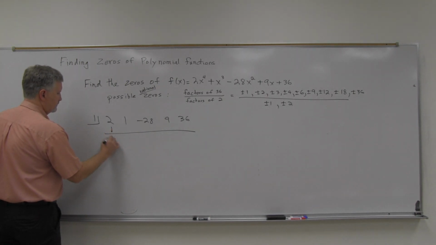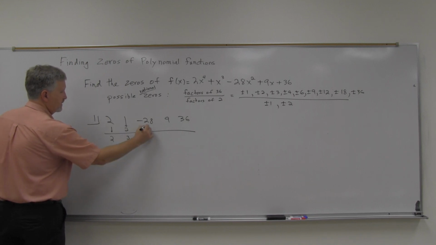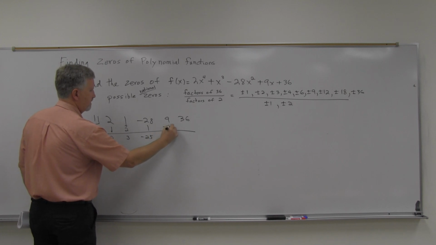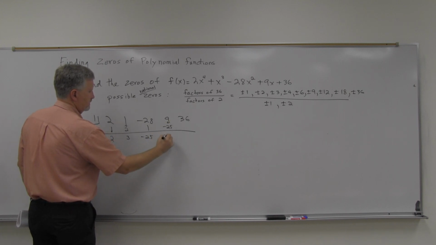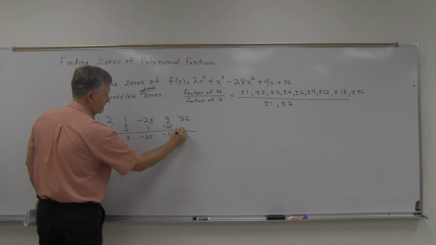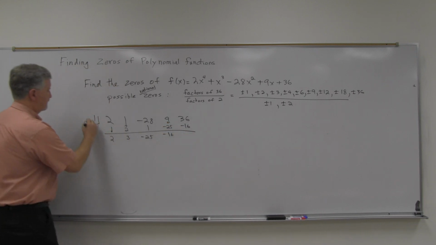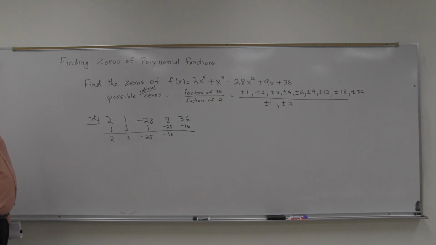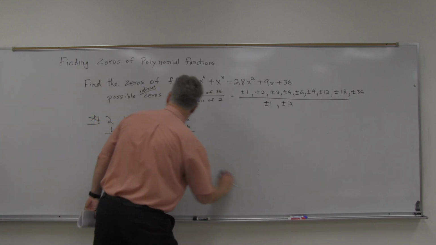Let's see, so 2, bring down the 2, so 2 times 1, 1 plus 2 is 3. 1, so that's negative 25. Negative 25. Oh, it doesn't work, does it? That's negative 16. All right, so 1 doesn't always work. How about negative? 28, wouldn't it be 3? Oh, yeah, that's what I did wrong. Thought 1 would work.